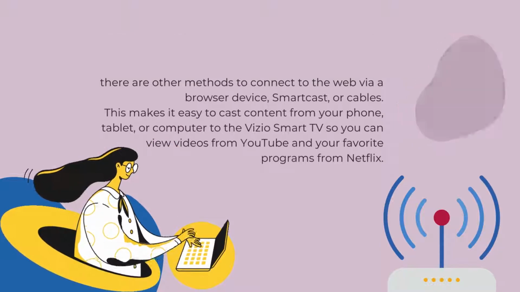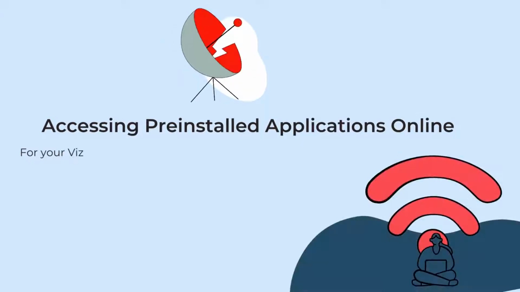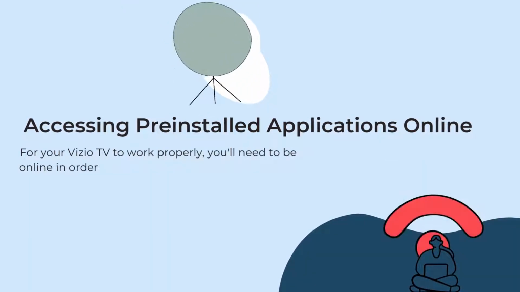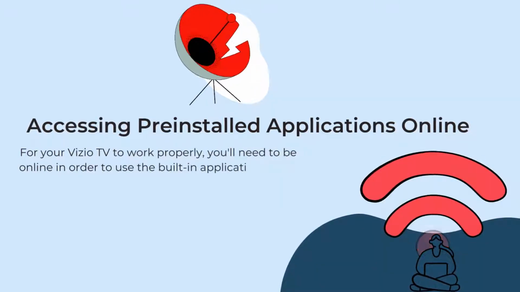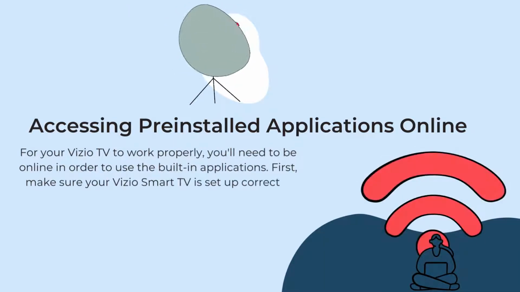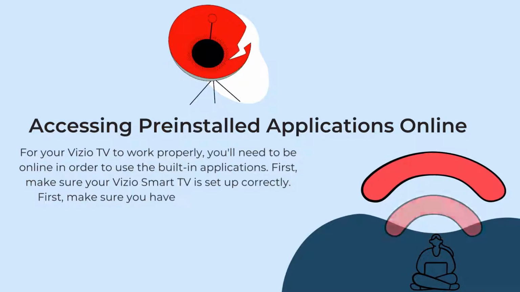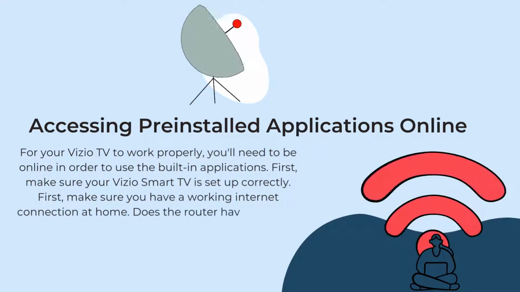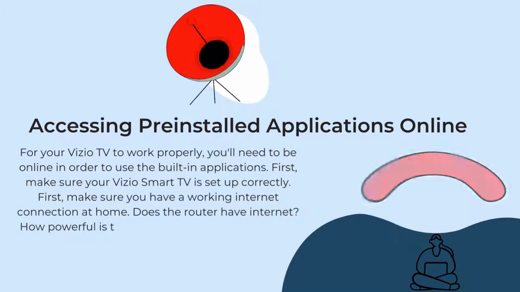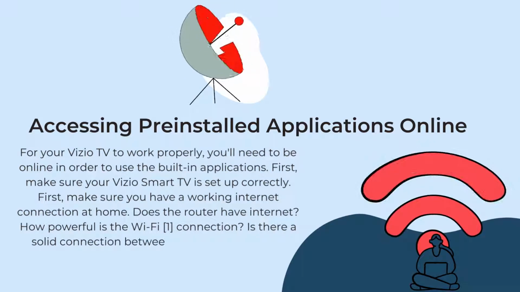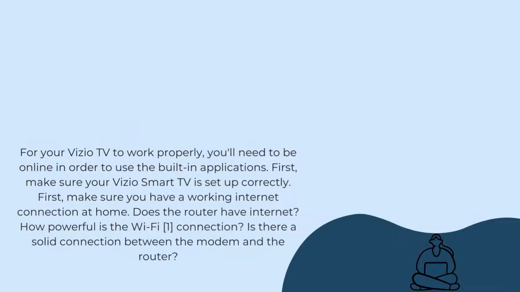Accessing pre-installed applications online. For your VIZIO TV to work properly, you'll need to be online in order to use the built-in applications. First, make sure your VIZIO smart TV is set up correctly. First, make sure you have a working internet connection at home. Does the router have internet? How powerful is the Wi-Fi connection? Is there a solid connection between the modem and the router?